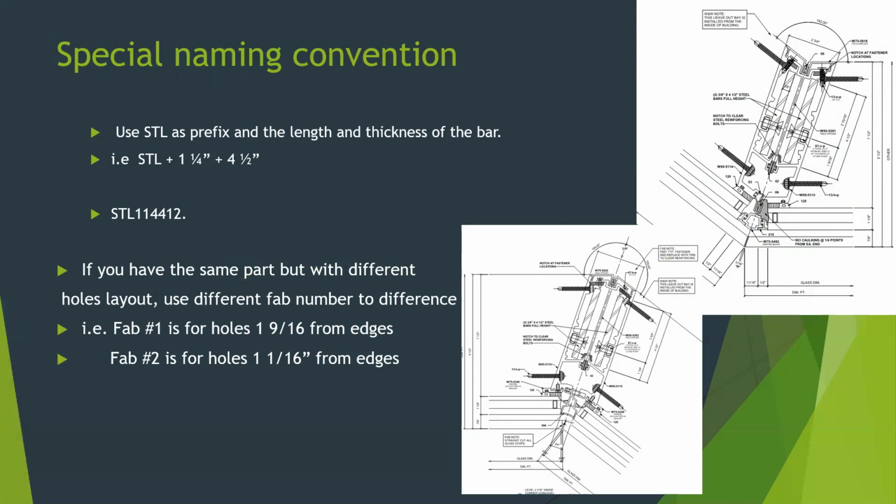Sometimes, if you have the same part but with a different holes layout, use different fab numbers to make a difference. For example, in fab number 1, the holes are 1 9/16 from the edge. But in fab number 2, the holes are 1 16 from the edge. Even when we have the same thickness and width of the bar, it is important to make a difference between those two conditions. As you can see in the image below, we have 1 9/16 and 1 9/16, then on the other side.